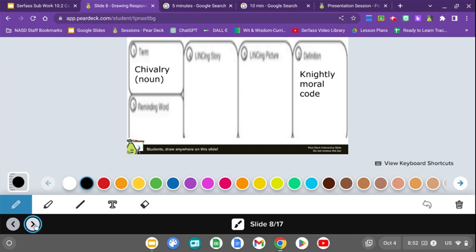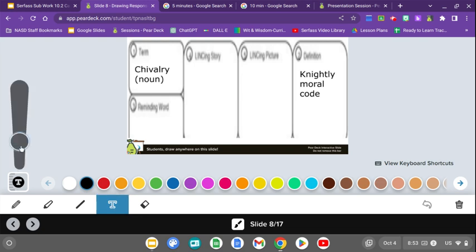Slide 8. Let's do another link for chivalry. It's a knightly moral code. So, what other words do I hear inside of that word chivalry? Chivalry, chivalry, chival. Ooh, I see one. It says IV, like you get in the hospital. Well, I like that quite a bit.